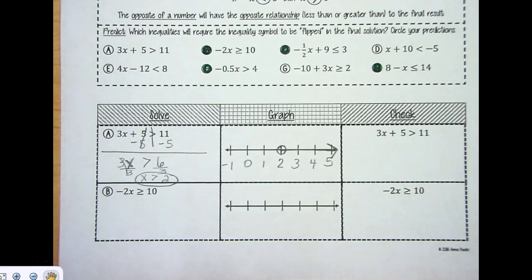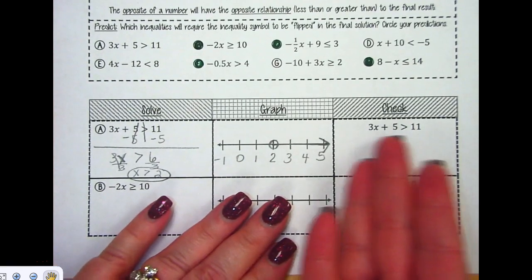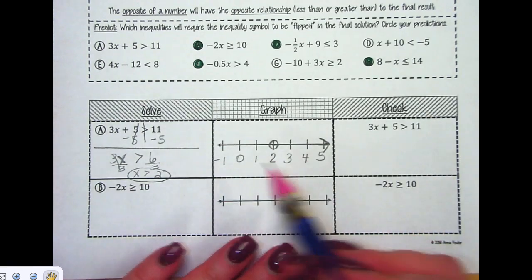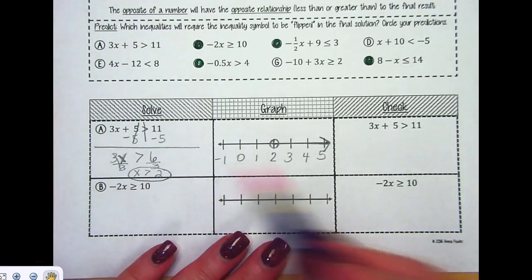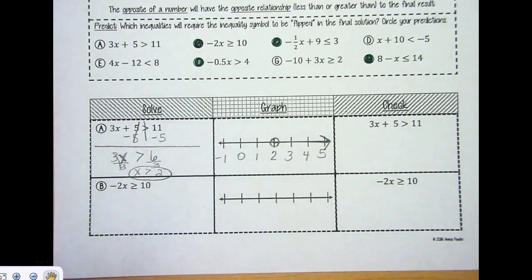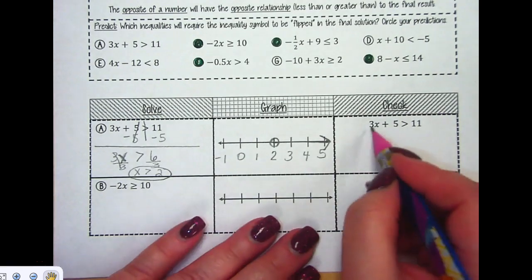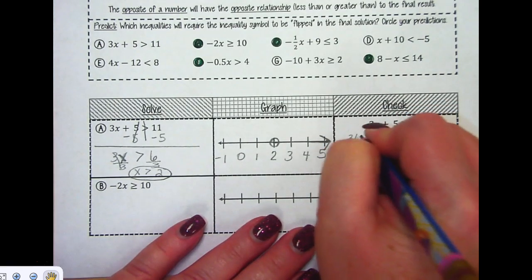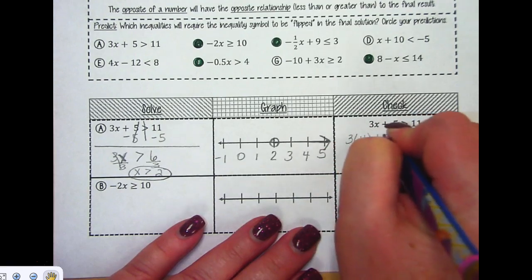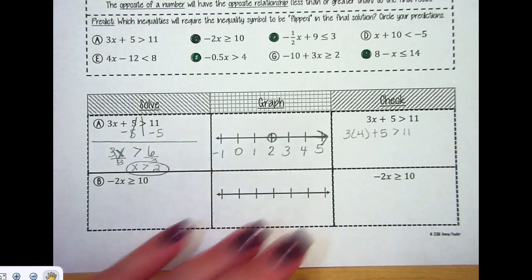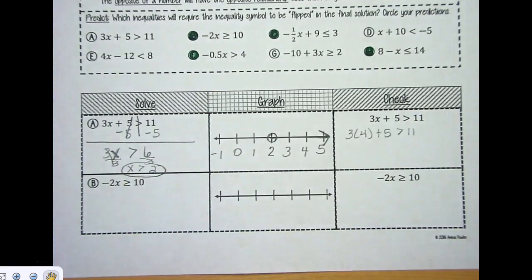So then we're going to check and see if our answer is right. x has to be any number greater than 2. So pick a number on the number line that's greater than 2. 4. We're going to use substitution, and we're going to say x is 4. So 3 times 4 plus 5 is greater than 11. You could have picked anything bigger than 2.